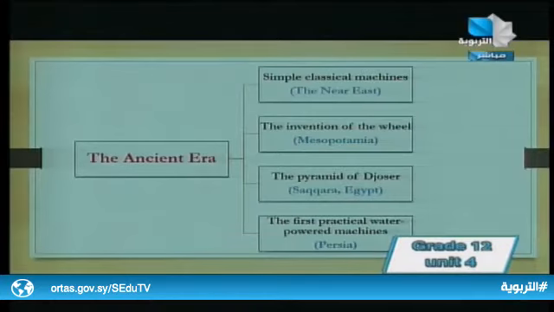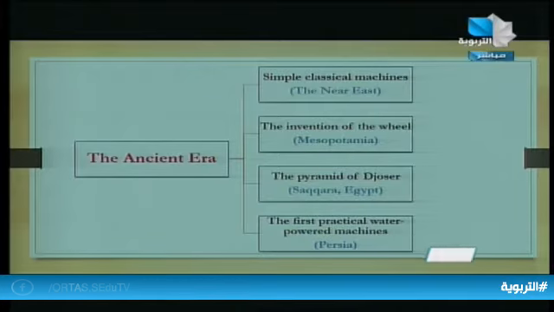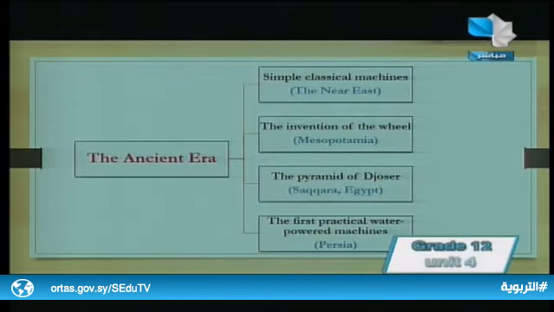Yes, the pyramid of Djoser, Saqqara in Egypt, and the last one, the first practical water-powered machines in Persia. Thank you very much, Ms. Wala. Mr. Hussam, what about this science in the Middle Ages?